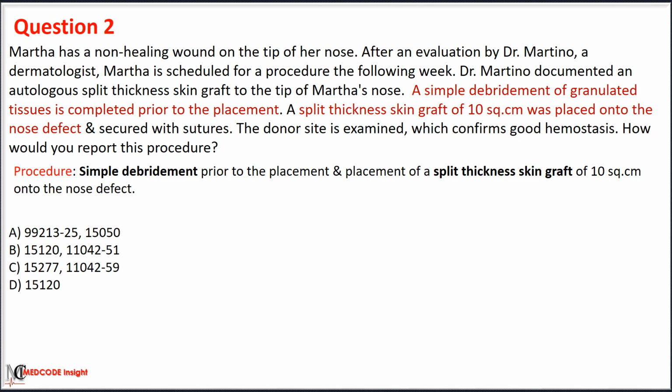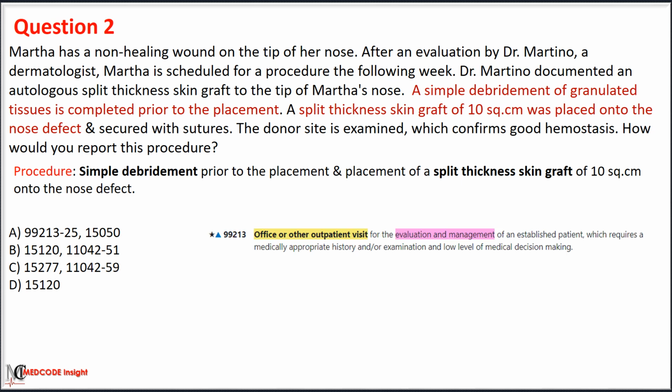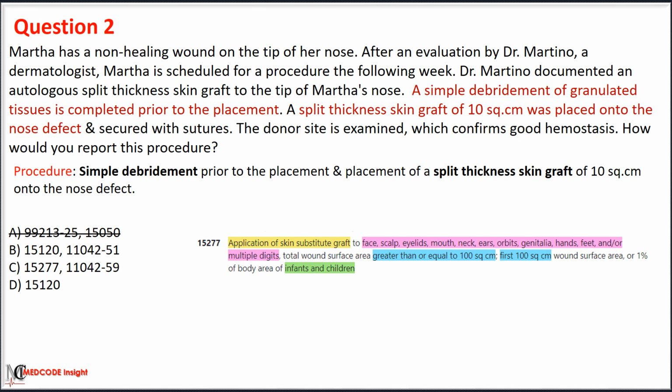In the given scenario, simple debridement was performed prior to the placement of a split thickness skin graft measuring 10 square centimeters onto the nasal defect. First, we will eliminate option A, which has the service code 99213, which is for an evaluation and management code. After eliminating option A, we will also eliminate option C based on the type of graft used. In the given scenario, a split thickness graft was used, which is one type of autograft, while option C with the service code 15277 refers to the application of a skin substitute graft.